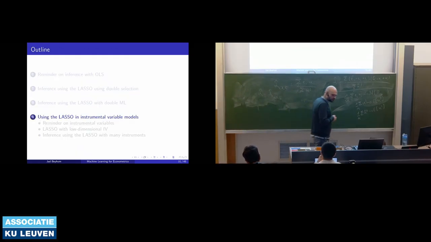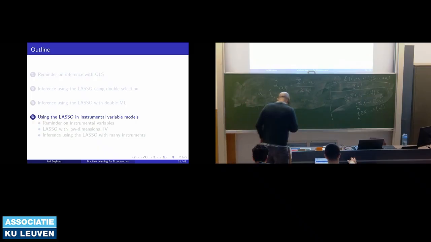So is there any question on these two methods so far? Make sure you understand well the intuition behind double selection. For double ML, it's much harder to understand the intuition, and I'm not sure there is a good intuition apart from the fact that mathematically it works. So just try to memorize the construction more in that case.